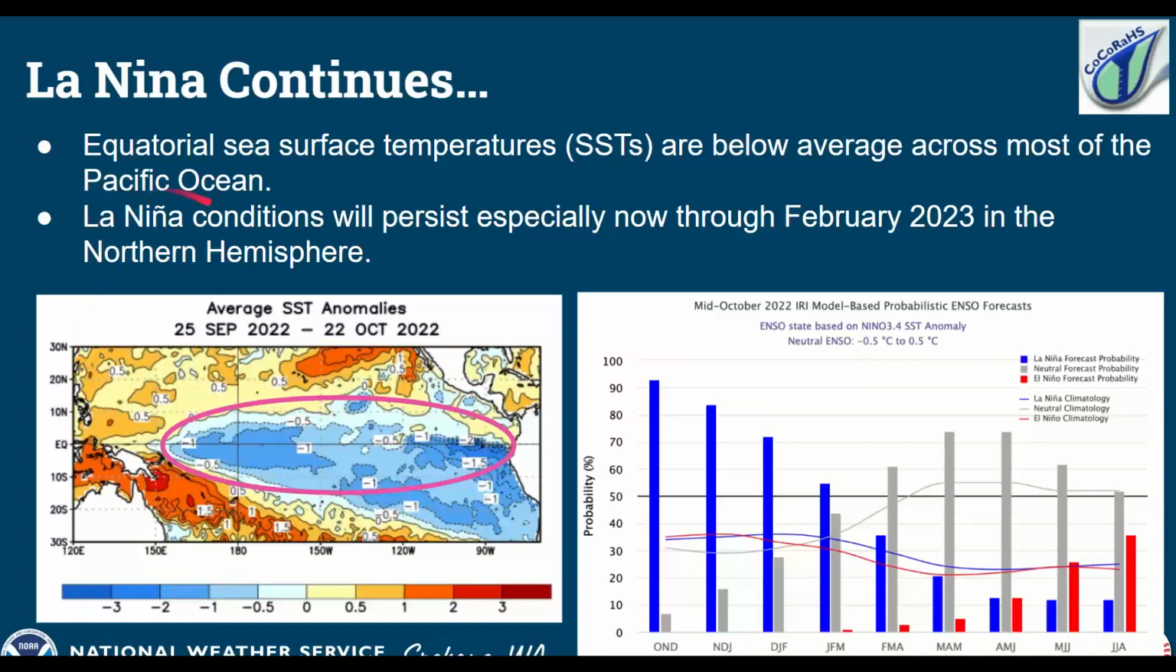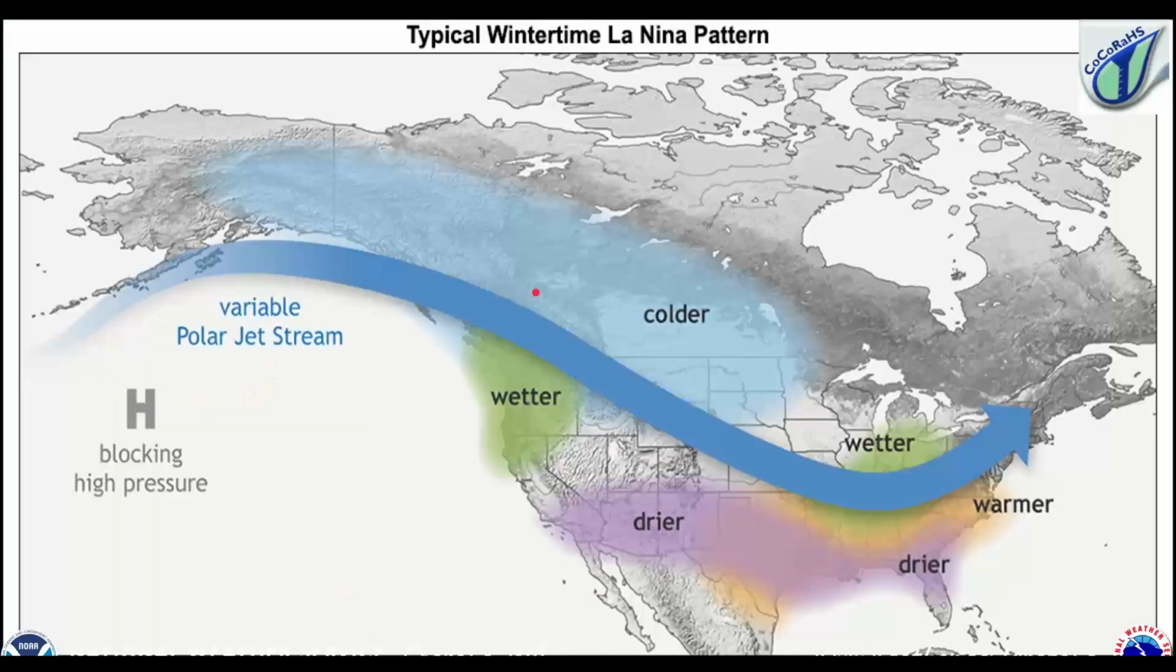So we're seeing these La Nina conditions are going to persist through this winter, through February 2023 in the Northern Hemisphere. And here's the seasonal outlook, and those blue bars are showing La Nina, strong confidence happening all the way into January, February, March. And then we start seeing a better tendency of La Nina decreasing, getting more into a neutral type of pattern as we get into this spring and summer.